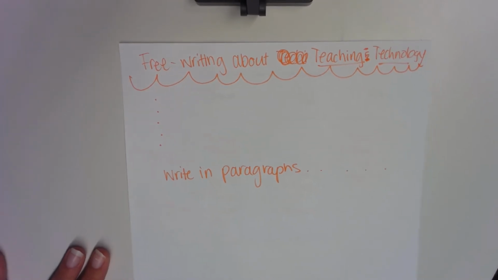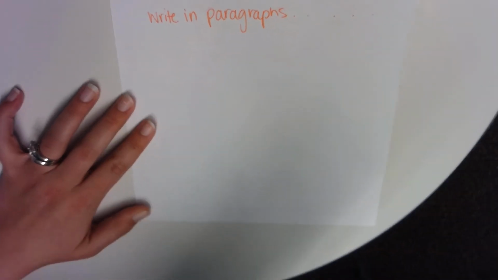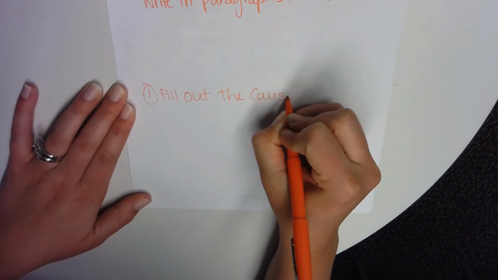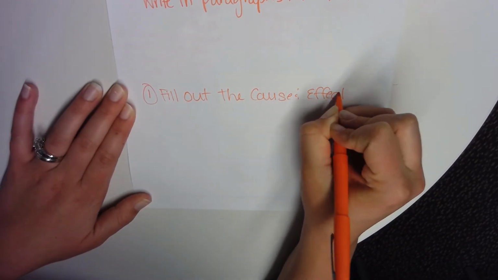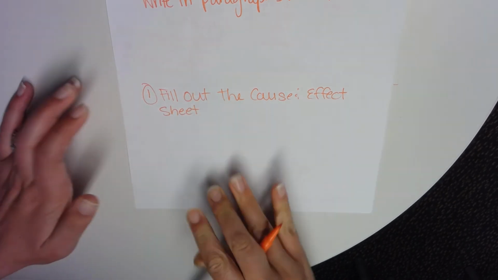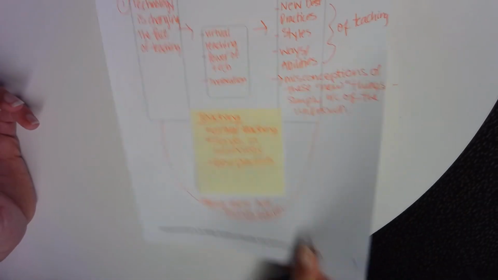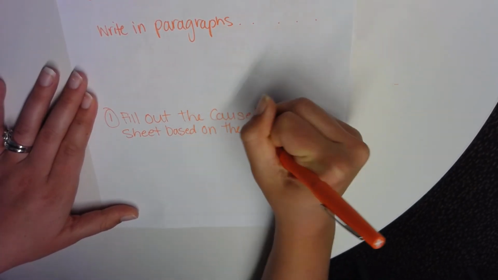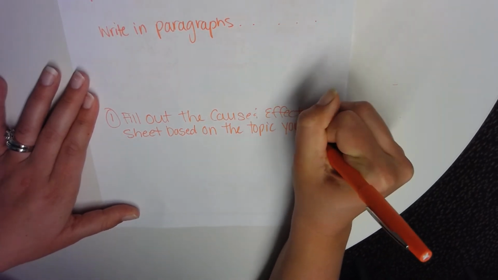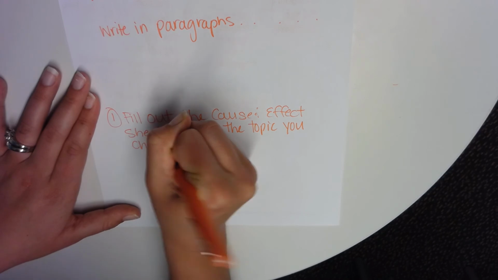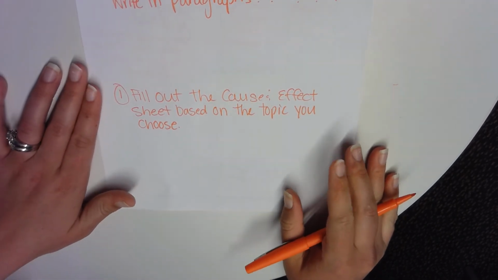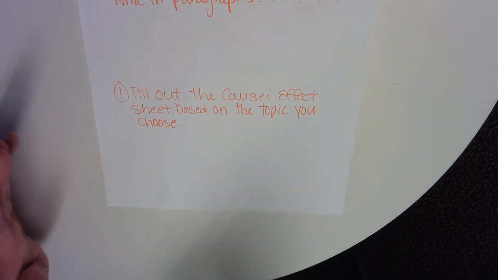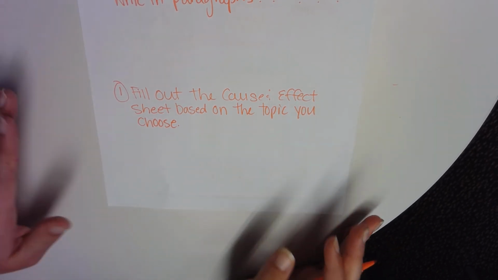Today, you are going to do the same thing, guys. Here's your to-do list. The first thing that you are going to do is fill out the cause and effect sheet that I just did. Okay, this one here, based on the topic you choose. Now some of you might have to do what I did and take two topics and fill out two different sheets on that topic to really decide, hey, which one am I going to go with?